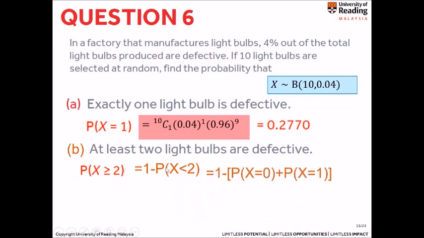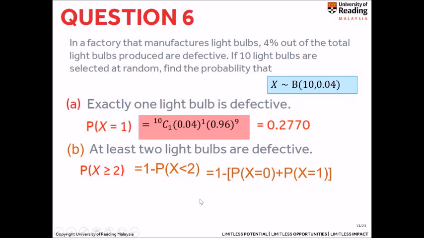So for P(X less than 2), there are only 2 cases. So x equal to 0 or x equal to 1. So we need to do only 2 calculations. So for some of the question, you have to use the complementary method. You must use 1 minus the outcome that you do not want.